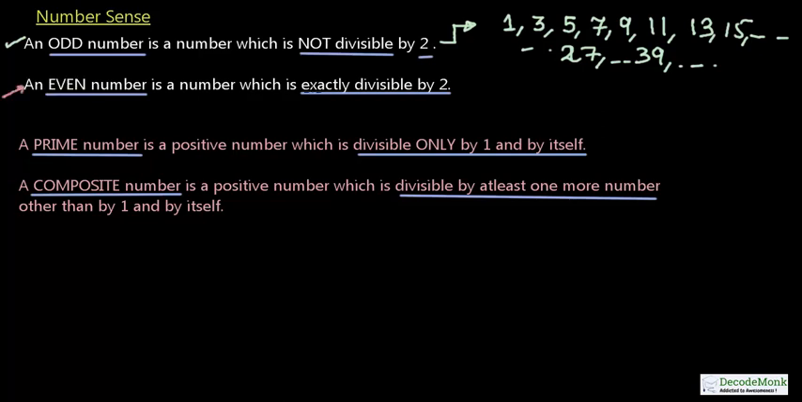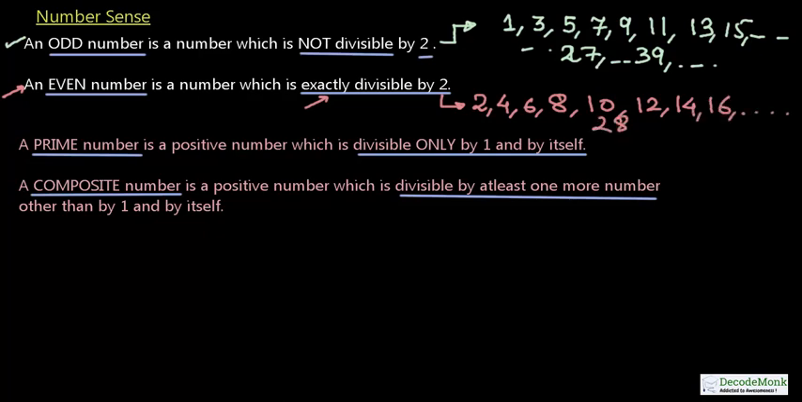Now what is an even number? An even number is a number which is exactly divisible by 2. That means the numbers which, if divided by 2, give a remainder of 0. Whereas in case of an odd number, if you divide it by 2, it will give a remainder which is not 0. Basically this will give you remainder 1. So what numbers are even numbers? Let us take examples. 2, 4, 6, 8, 10, 12, 14, 16 and so on.